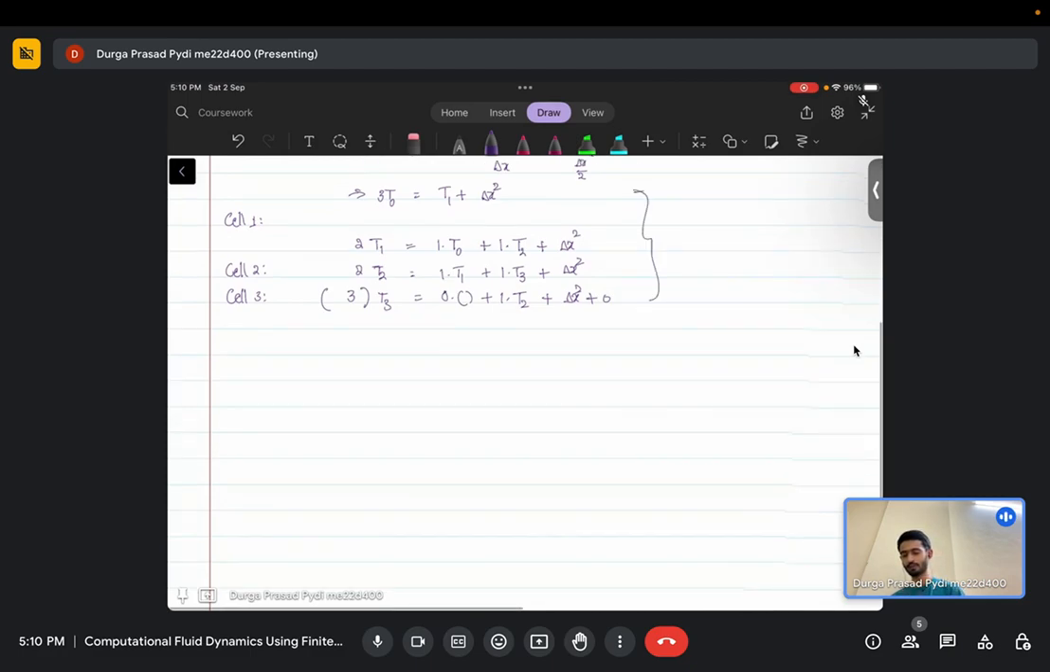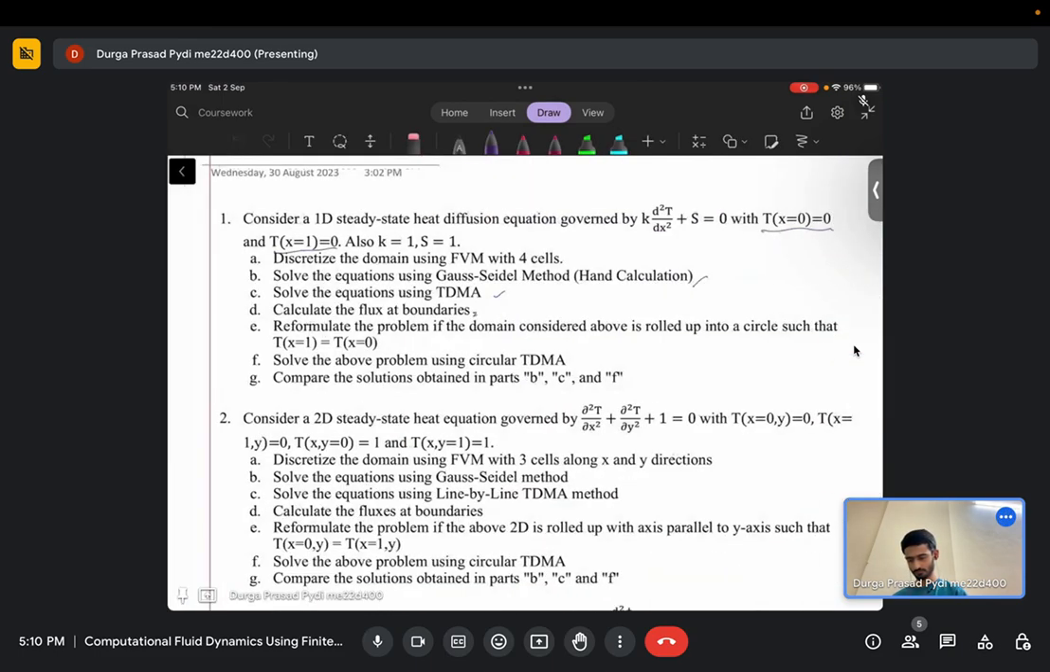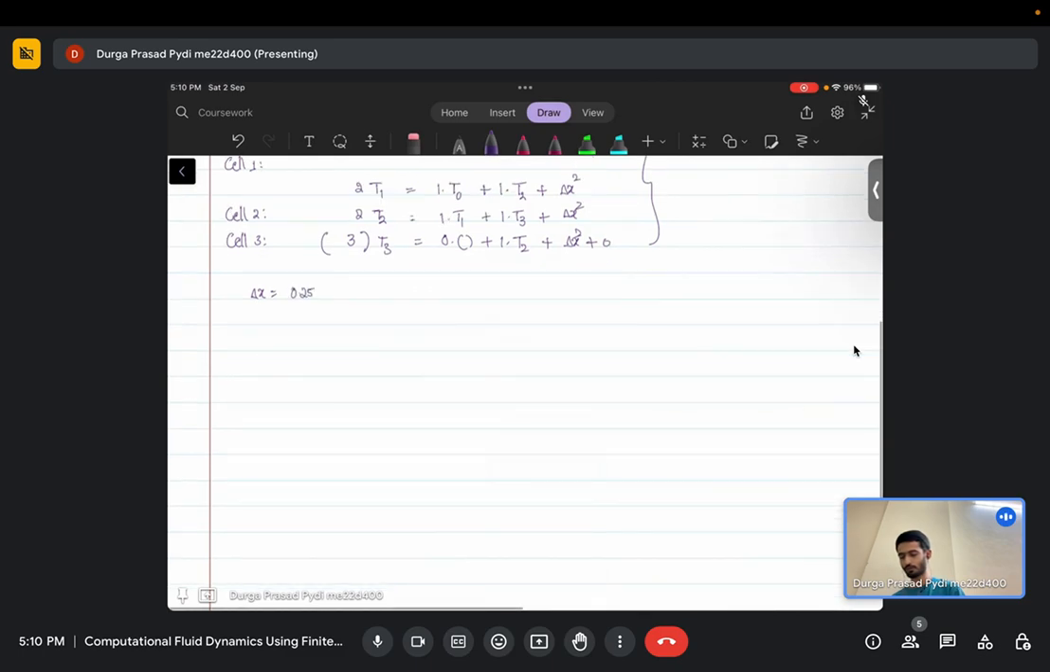Now we have to solve them using Gauss-Seidel method. It is from x equal to 0 to 1, and since it is a uniform grid, delta x is essentially 0.25. So what do you start with? Just take the iteration number, T0 to T3. Initially you just take, say, everywhere is 0, for the first iteration.